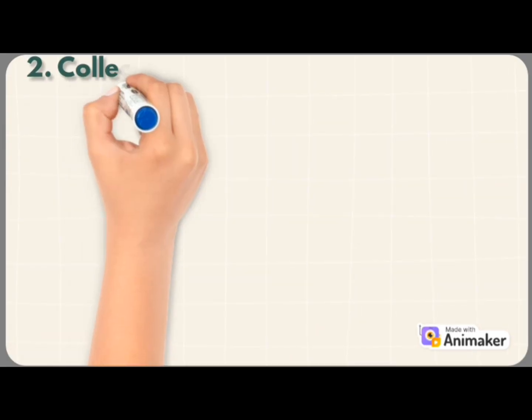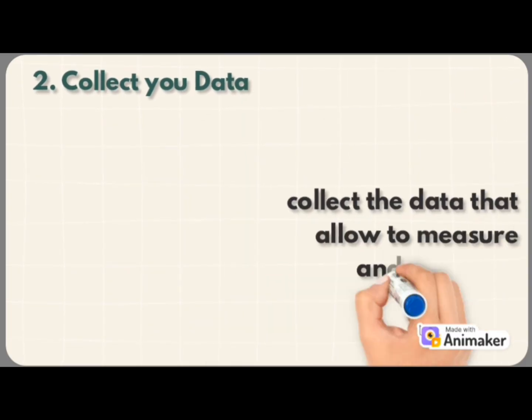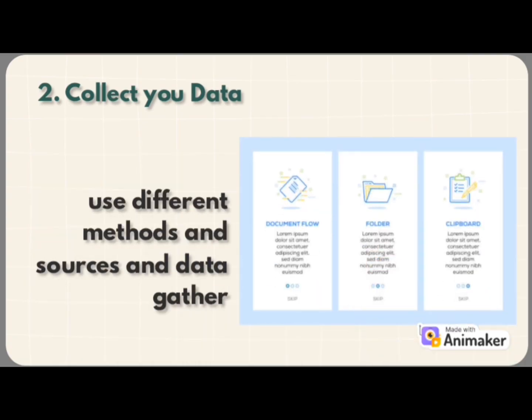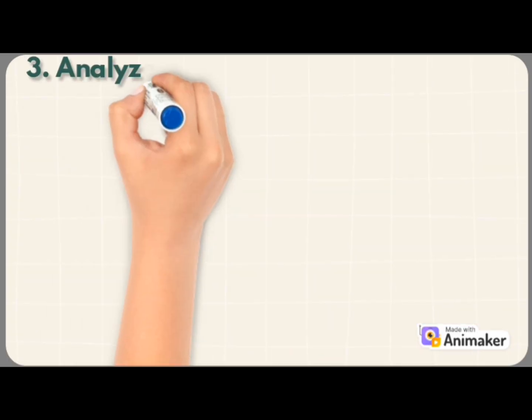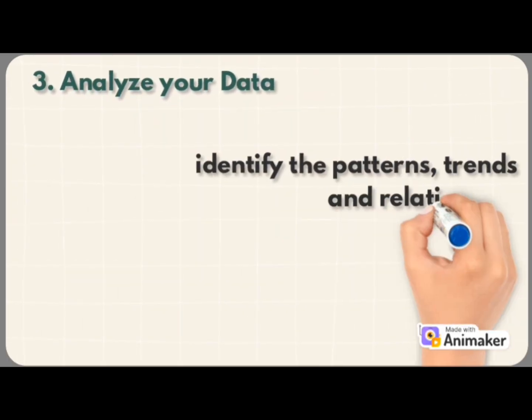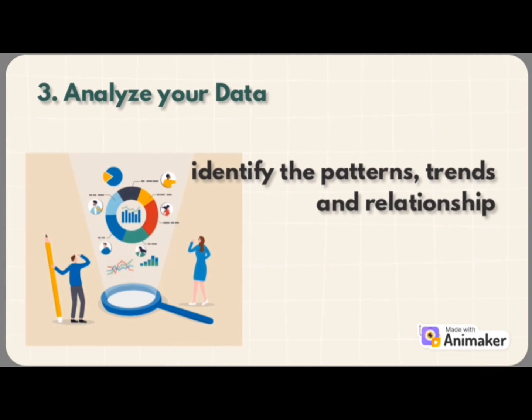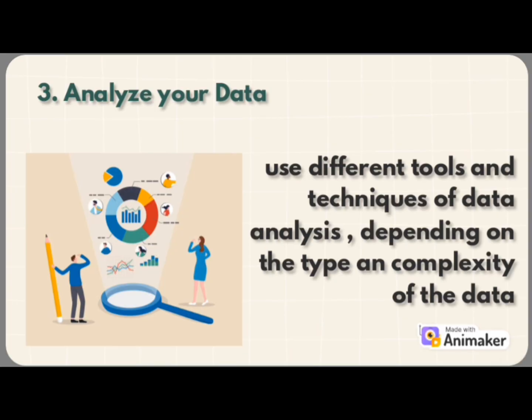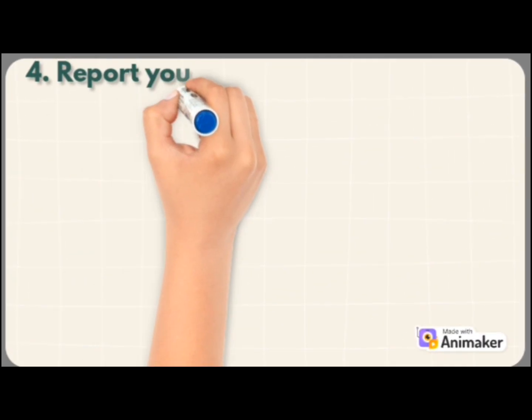Number 2, collect your data. Once you have defined your indicators, you need to collect the data that will allow you to measure and compare them. You can use different sources and methods of data collection depending on the availability, reliability, and validity of the information. Number 3, analyze your data. After collecting the data, you need to analyze it to identify the patterns, trends, and relationships that show the impact of the changes. You can use different tools and techniques of data analysis depending on the type and complexity of the data.